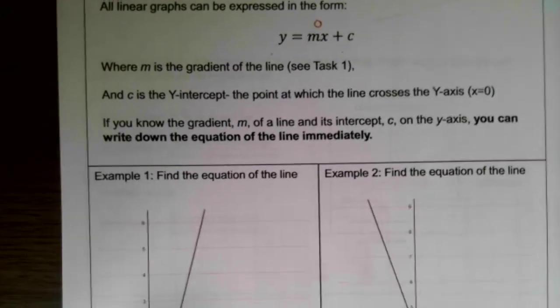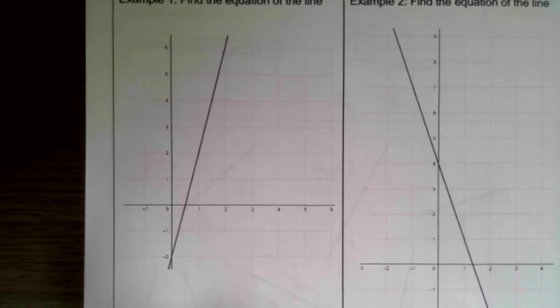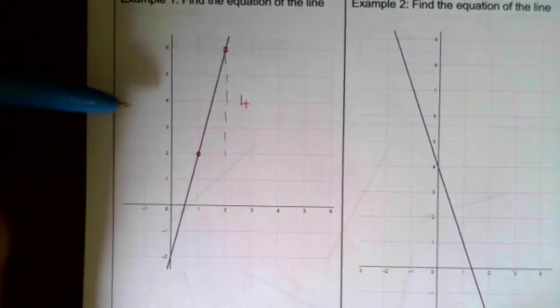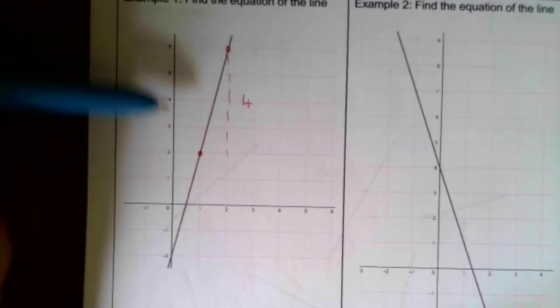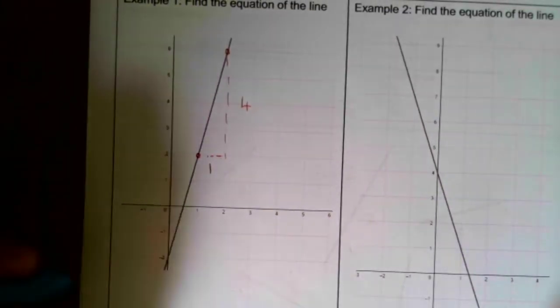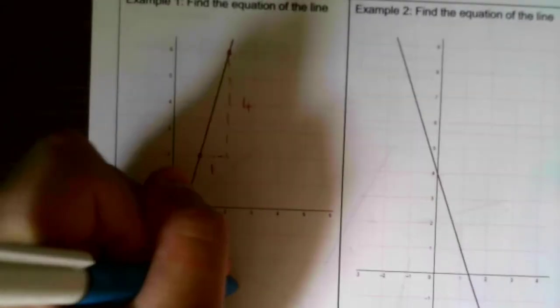Okay, so example 1. Let's do the gradient first, and then we'll do the y-intercept. So here we go, look. There's a nice point here, and a nice point here. So we've got a vertical distance of 4. Now it's important, sometimes your axes won't actually be identical, so you really do need to measure that distance and make sure it's correct. Like 6 and 2, the difference is 4. Here 2 and 1, the difference is 1. So we've got a gradient of 4, so I can write y equals 4x plus c.